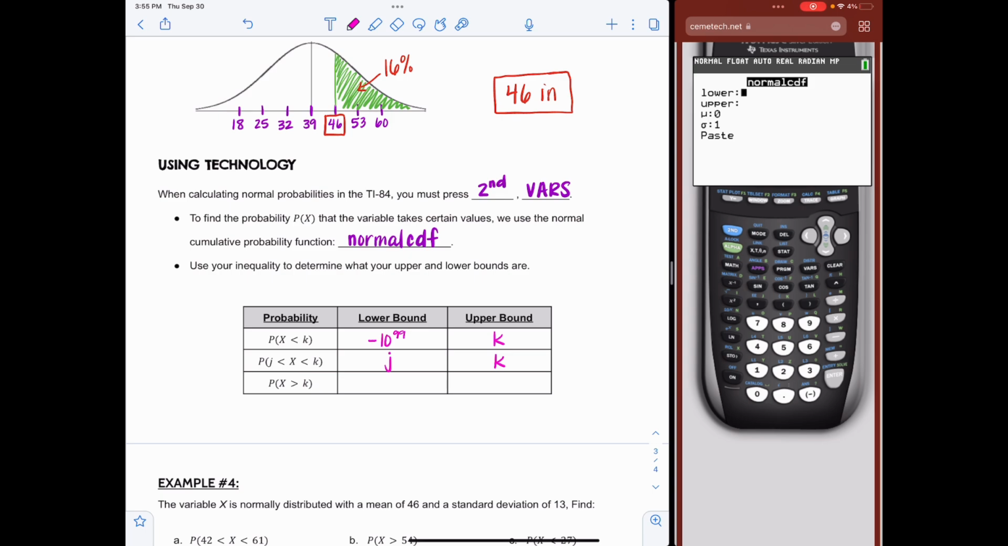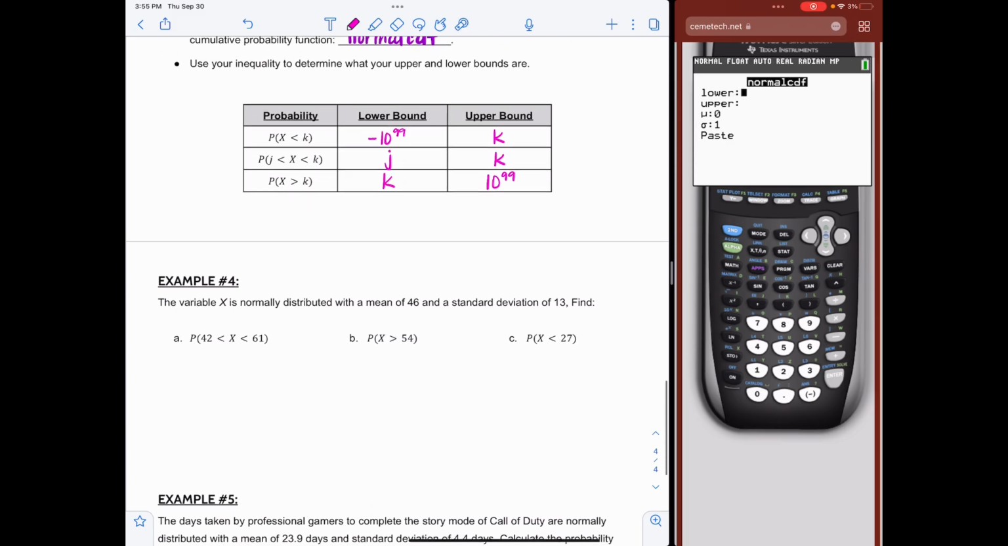And then if you are trying to find the probability that x is greater than a number, then that number is going to be the lower bound and positive infinity, which is represented by positive 10 to the power 99, is going to be your upper bound. So let's do some examples.